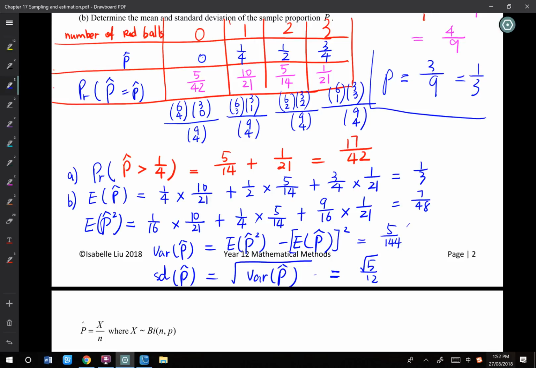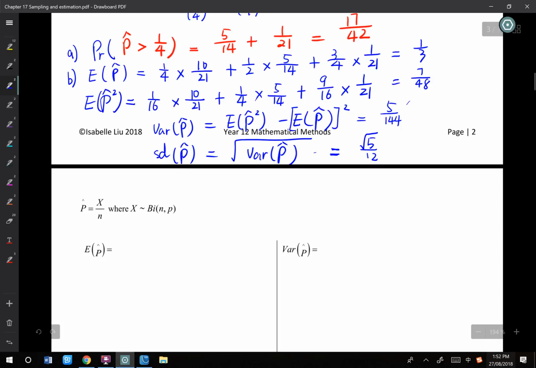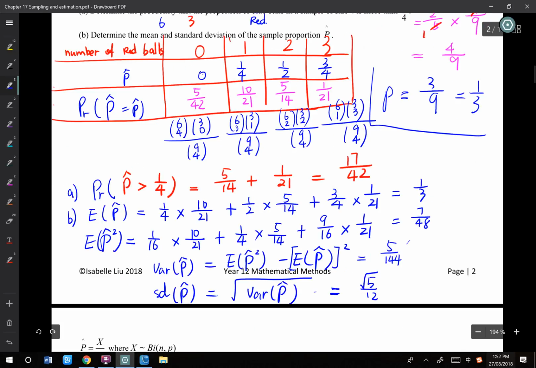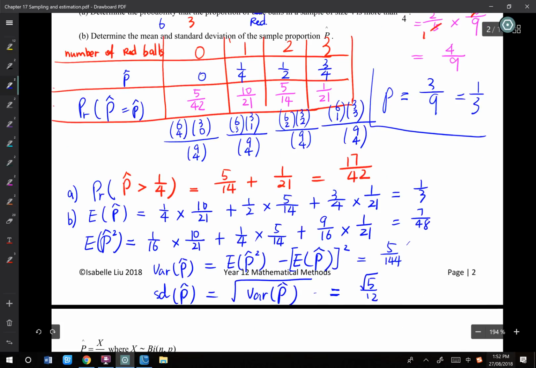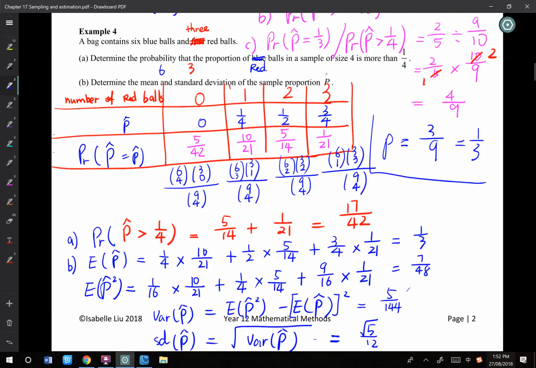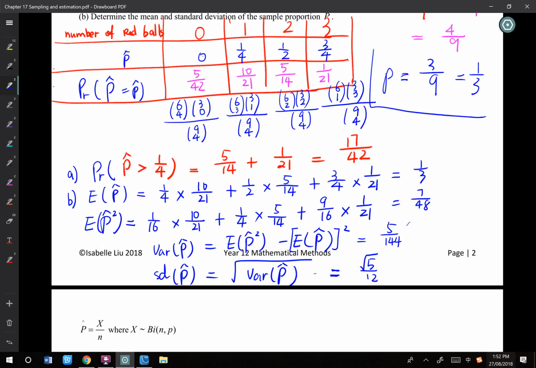Expected p hat is the next thing we'll talk about next lesson. But you can ask yourself why we have not very nice numbers in the probabilities, but in the end I have such a nice number. Because it's the p-value. Expected p hat should equal p. But next lesson we'll talk about that further.